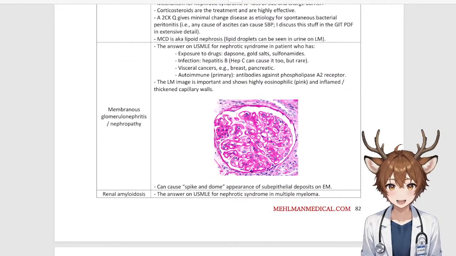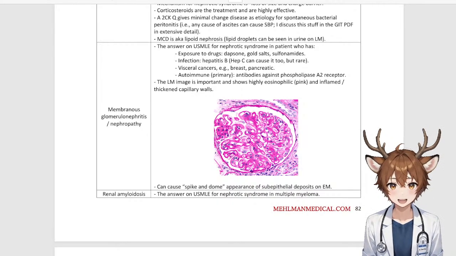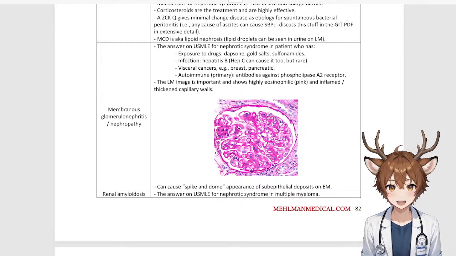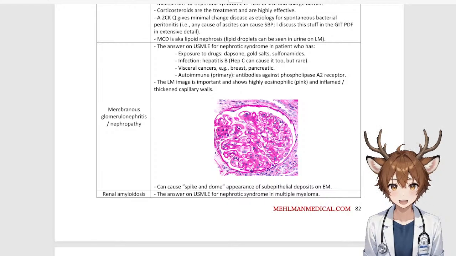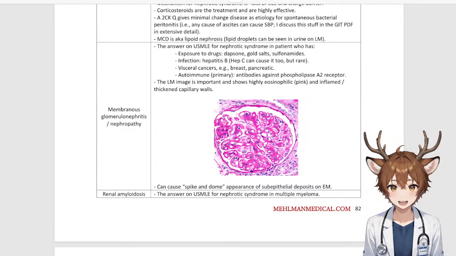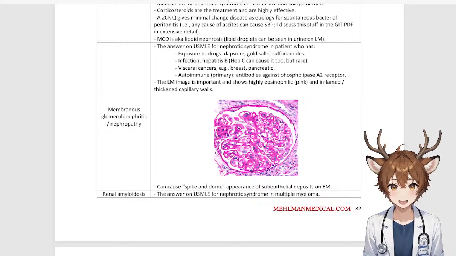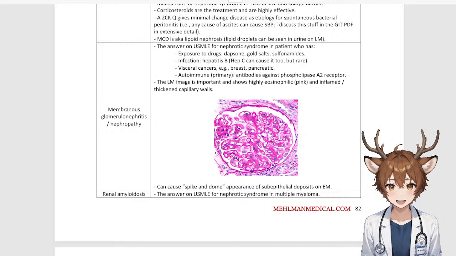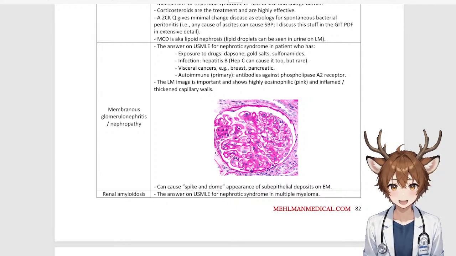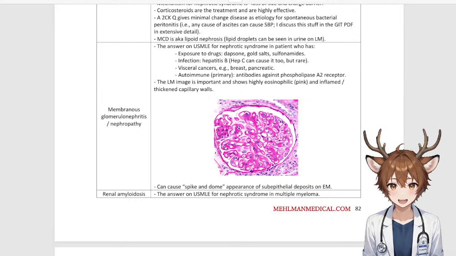What about membranous glomerular nephritis / nephropathy? The answer in USMLE for nephrotic syndrome in patients who have an exposure to drugs: dapsone, gold, salts, sulfonamides; infection, hepatitis B, hep C can cause it too but rare; and in visceral cancers, breast and pancreatic cancer, for example. Autoimmune primary, antibodies against phospholipase A2 receptor. The LM image is important and shows highly eosinophilic pink and inflamed thickened capillary walls. Can cause spike and dome appearance of subepithelial deposits on EM.